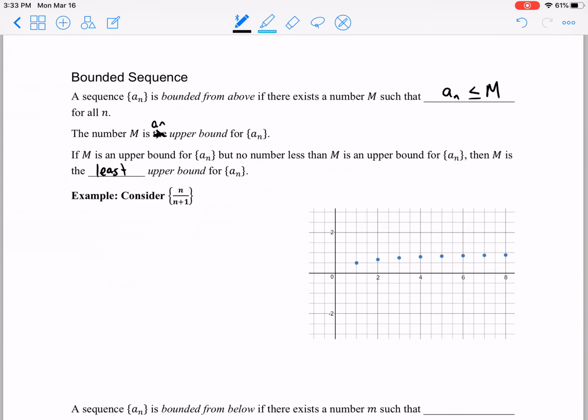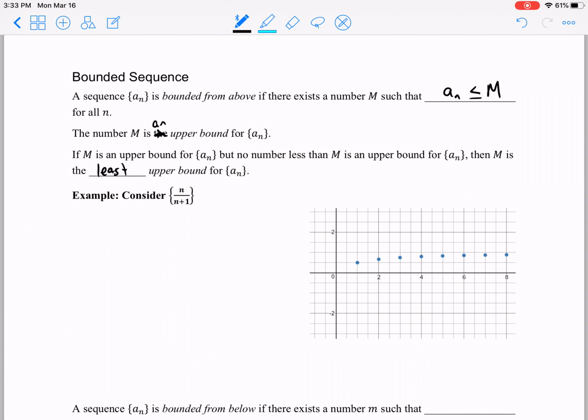So if we look at this example here, n over n plus 1, that gives you 1/2, and then 2/3, 3/4, so just plugging in n, it's always going to be that way, 4/5, so on and so forth.